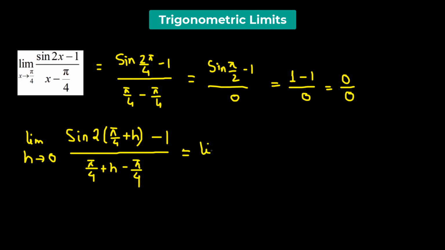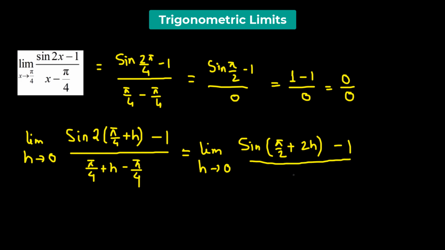So that is going to give us the limit as h tends to 0. So we have sine of 2 times pi over 4, which is pi over 2 plus 2h, minus 1, divided by, so the pi over 4 gets cancelled, so we have h in the denominator. Now as h tends to 0, we have sine of pi over 2 plus theta, so this becomes cosine of theta, which means we have cosine of 2h. We are in the second quadrant, 90 plus theta, where sine is positive, so we'll have positive cosine of 2h minus 1 divided by h.